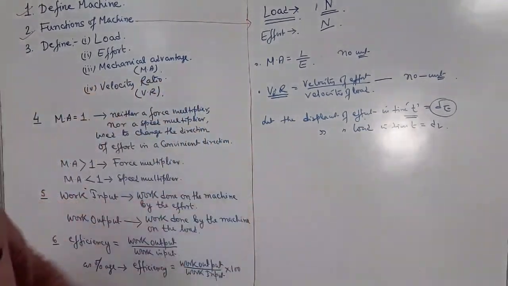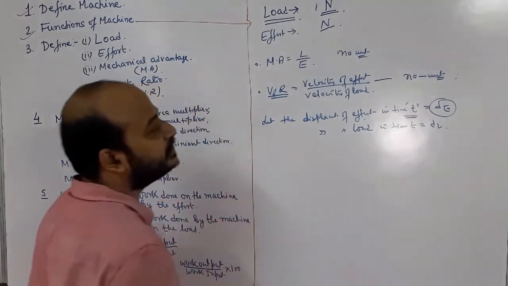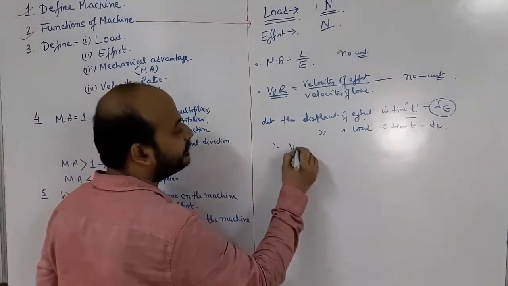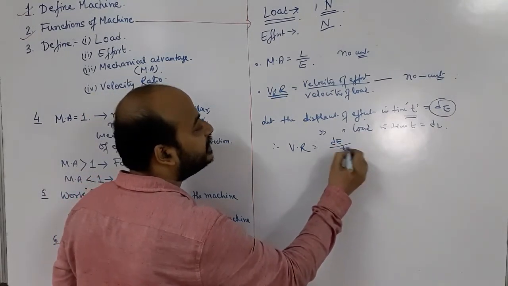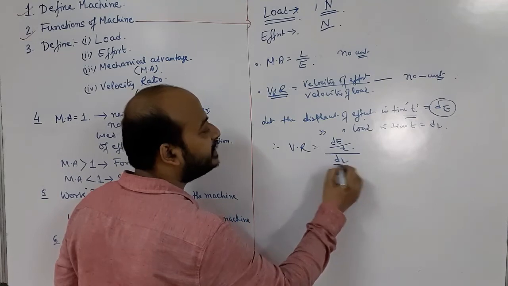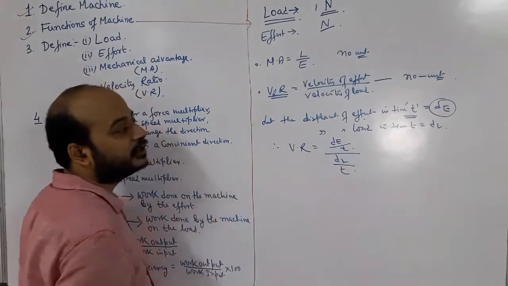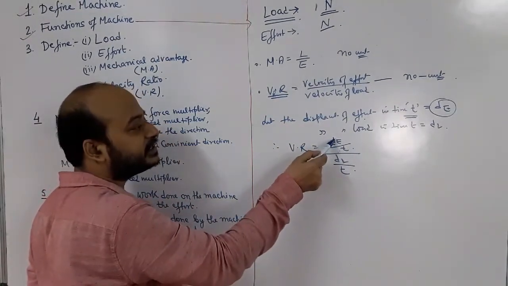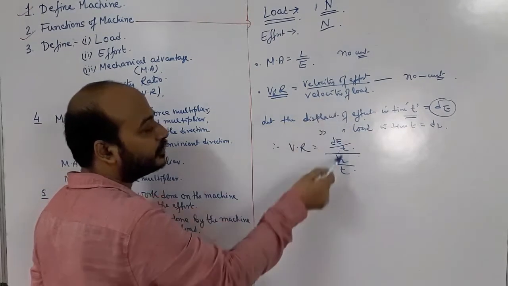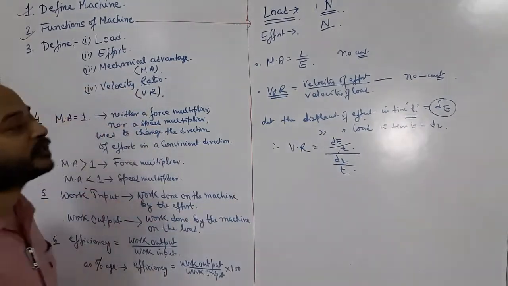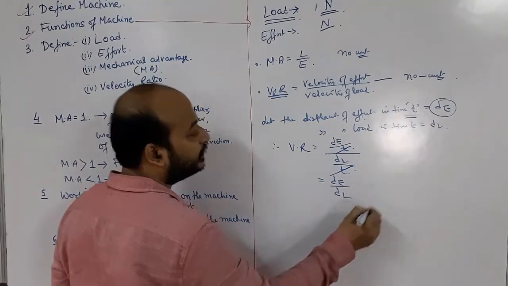So let the displacement of the effort in time t be dE, and the displacement of the load in time t be dL. Then we can say velocity ratio is equal to dE by t divided by dL by t. Is it? Because you know velocity means displacement by time. So this is the velocity of the effort, the displacement of effort by time, divided by the velocity of the load, which means displacement of the load by time. Now the time and time will get cancelled. So finally we get dE by dL.